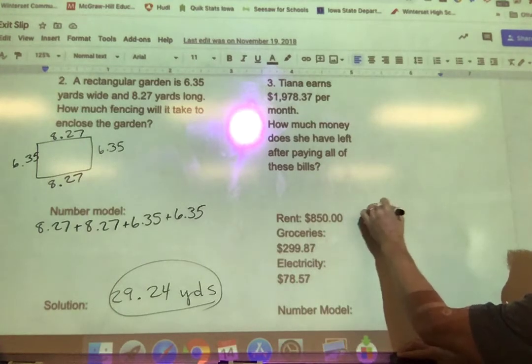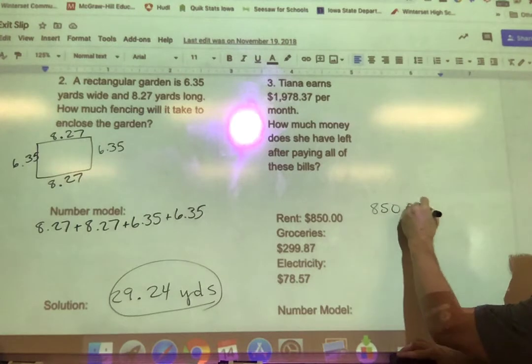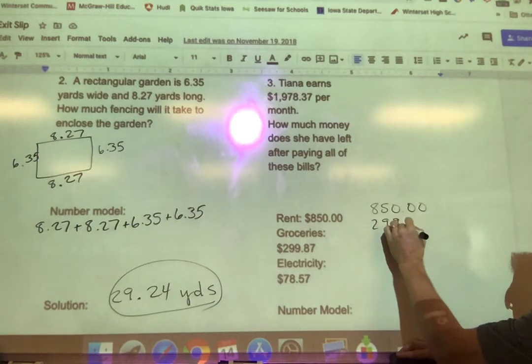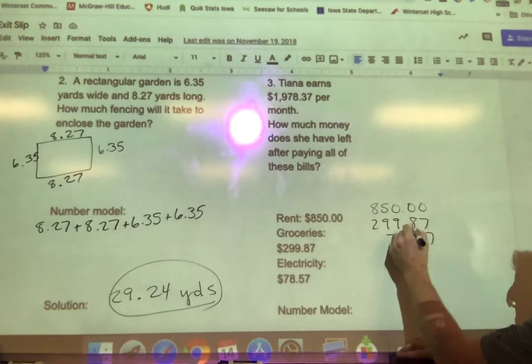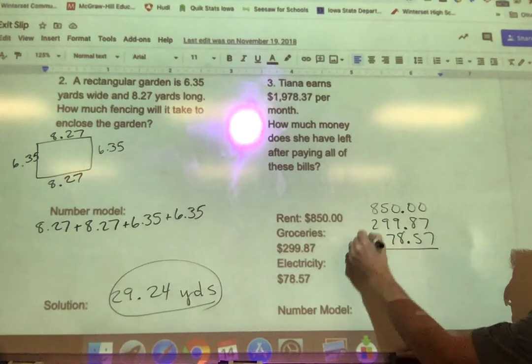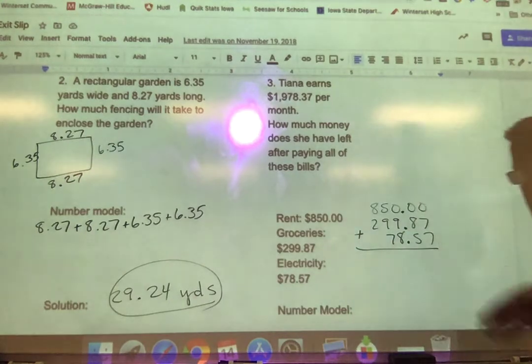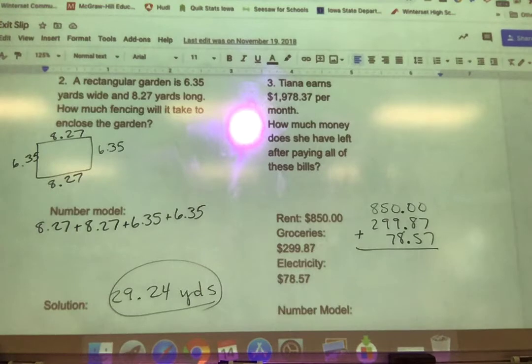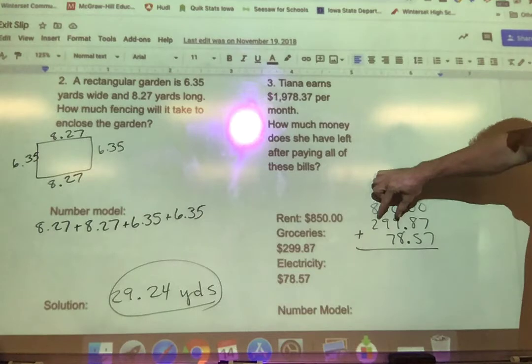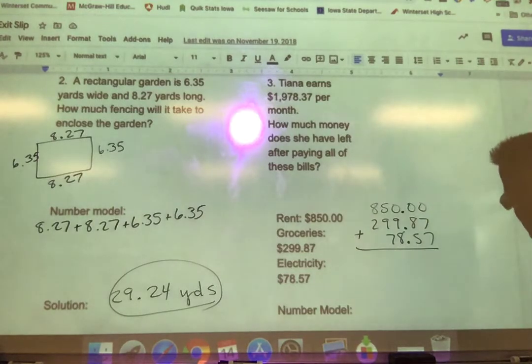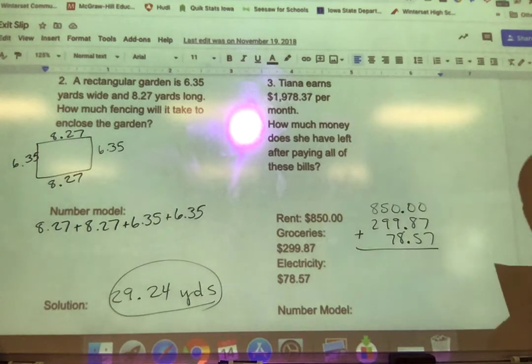So I'd have to take $850 and add $299.87 and $78.57. And just like the examples we did up above, you've got to line up that decimal, keep that place value column lined up. Okay, and if I do that, again, estimating in my head, this is about 900 and 300, that's 1,200, another 100. It might be about 1,300, 1,200, somewhere in there. When we add all these up, and again, we're not going to go through the whole process right now, we'll let you guys practice that here in a second and make sure you get the right answer.